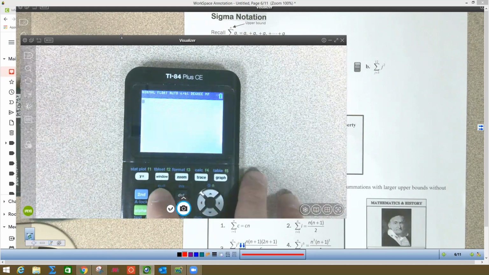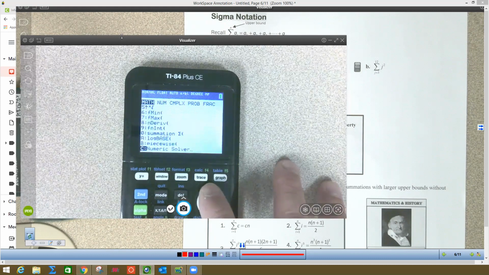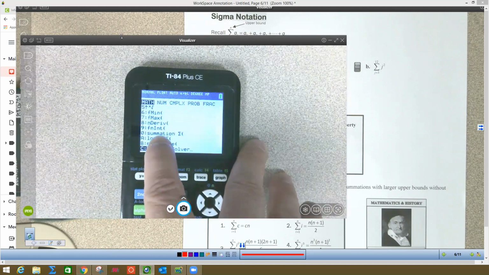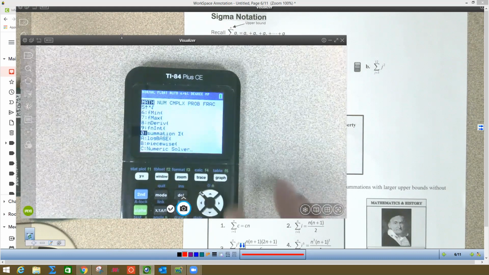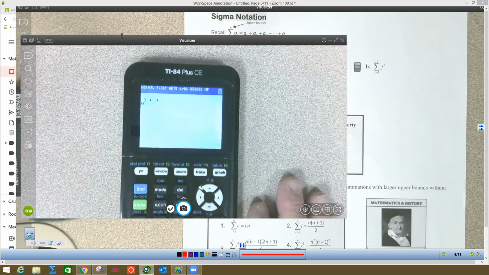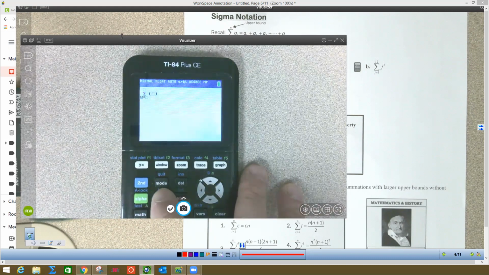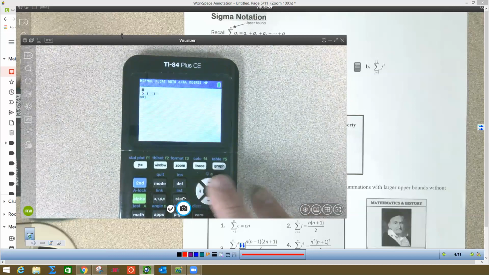So I'm going to hit mode. Nope, I'm sorry, not mode. I want to hit math, and I'm going to arrow up. If you look at 0 right there, that says summation with the sigma. So we're going to hit enter there. You could have also hit 0 and it would have plugged that in. Now I could put an i in there, but I'm going to use X, because my X value is really fast, it's right there. I'm going to hit X equals 1 to 12.